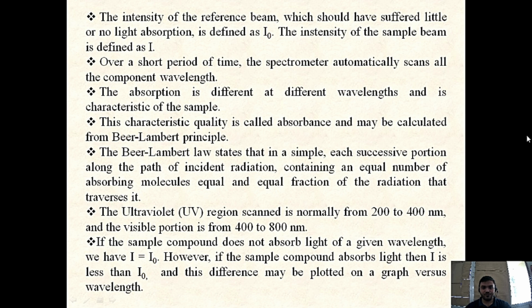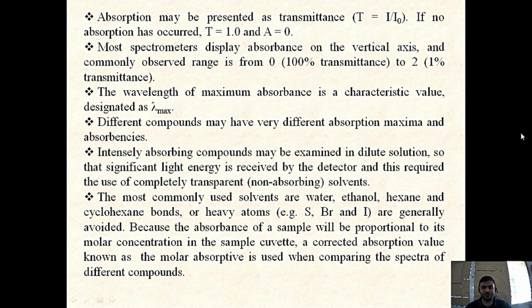If the sample compound does not absorb light of a given wavelength, we have I equals I0. However, if the sample compound absorbs light, then I is less than I0. And this difference may be plotted on a graph versus wavelength. The absorption may be presented as transmittance, T equals I divided by I0. If no absorption has occurred, then T equals 1.0 and A equals 0. That is, absorption equals 0.